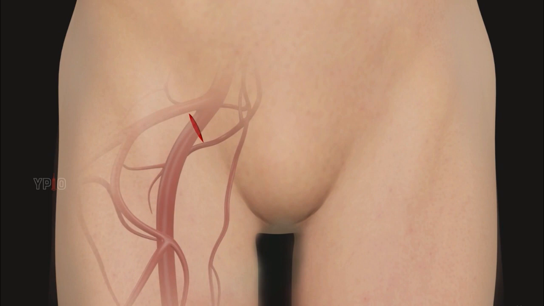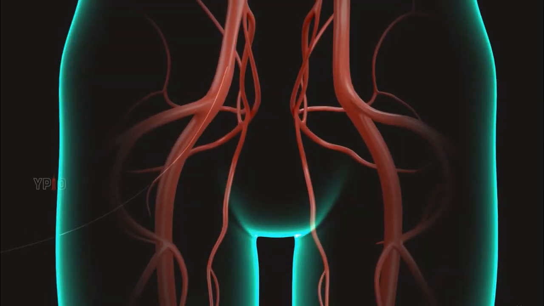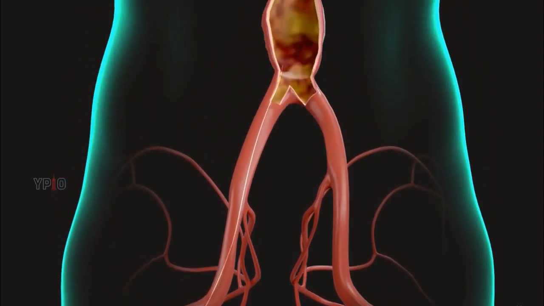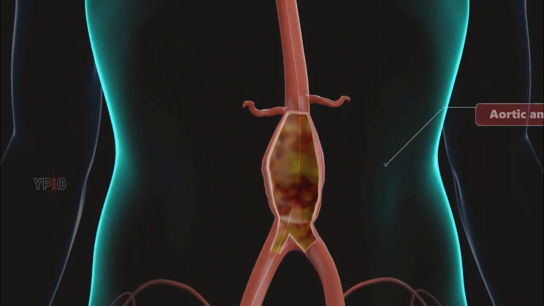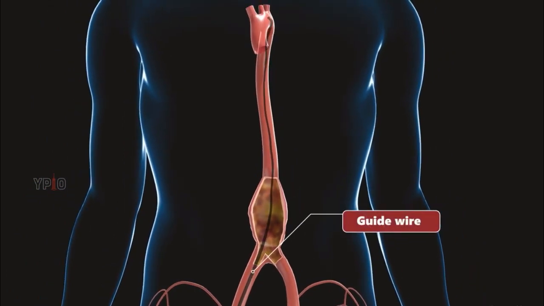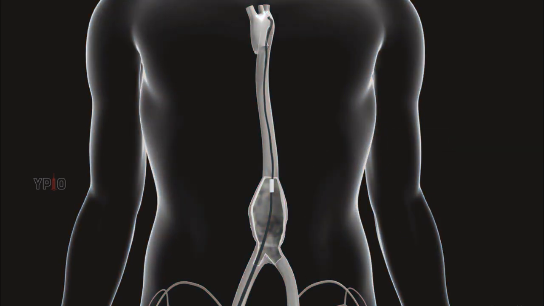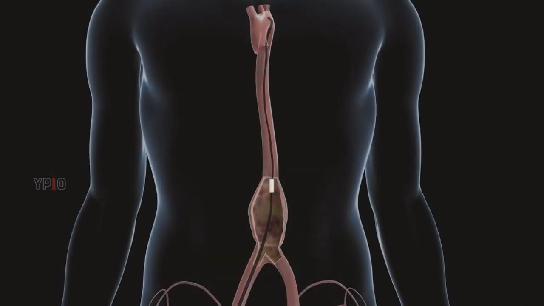Under fluoroscopic live X-ray guidance, a small catheter, thin tube, is inserted into the femoral artery and advanced to the site of the aortic aneurysm. A guide wire and an expandable stent graft is then passed through the catheter into the affected area of the aorta. A contrast medium, dye, is injected into the aorta so that the affected area is clearly visible for precise placement of the stent graft.